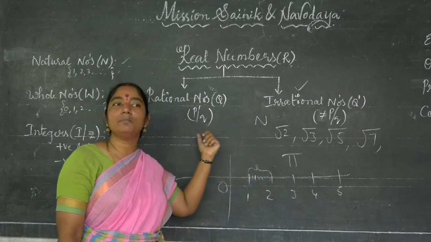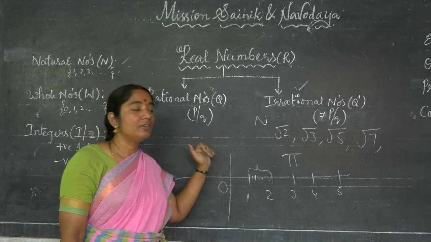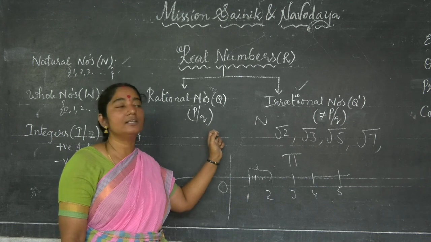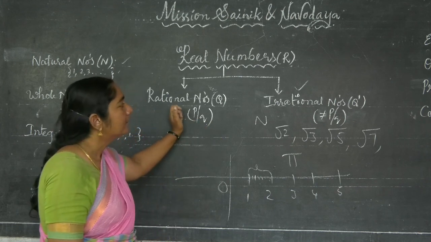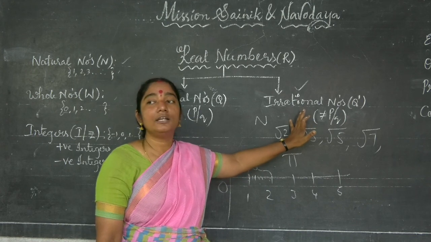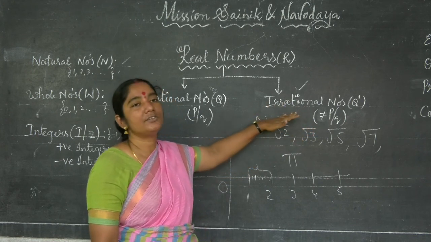Any number which is terminating or recurring, or which can be written in the form of a ratio, we call a rational number, and any number which is neither terminating nor recurring, we call an irrational number.